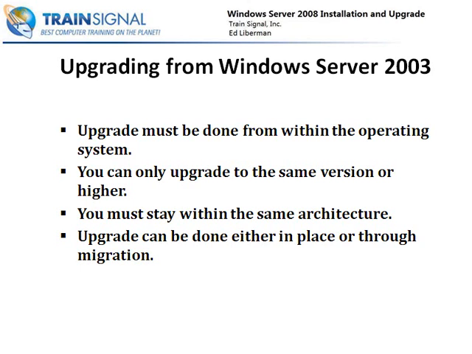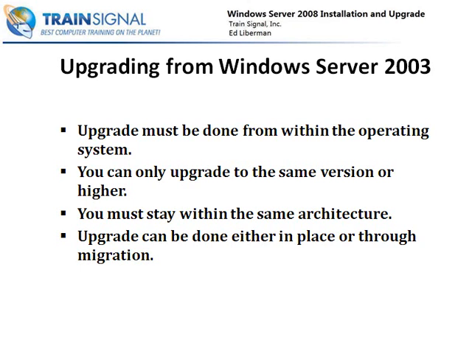Now the next thing that you need to know is that you must stay within the same architecture. And what I mean by that is if you are currently running a 32-bit version of Windows Server 2003, then you must go to a 32-bit version of Windows Server 2008. And if you're running 64-bit, then you must go to 64-bit. You cannot upgrade from one to the other, unless, and here's the thing, here's kind of the kicker to all of this.